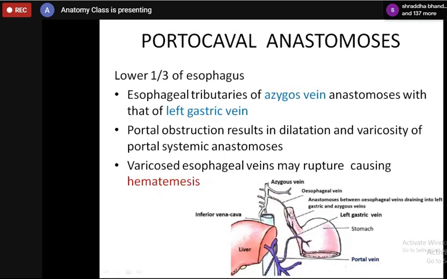So this systemic vein and portal vein are anastomosing with each other. Can you see this diagram? The diagram is clear here. Systemic vein and portal vein are anastomosing with each other, forming the portocaval or portosystemic anastomosis. So these sites of portosystemic anastomosis are important in severe clinical conditions like portal hypertension.